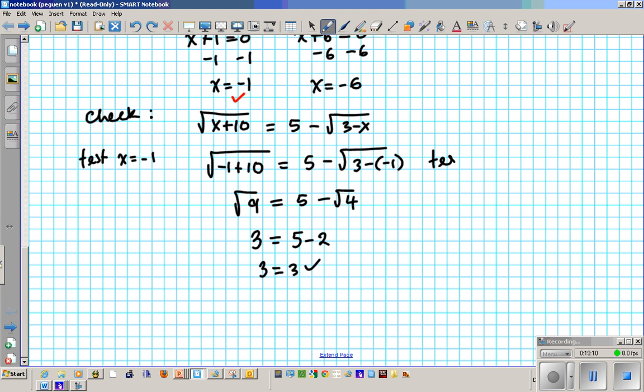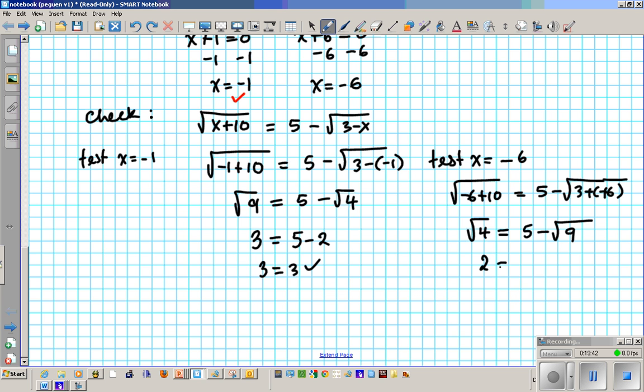Alright, let's test x equals negative 6. The question is, is the square root of negative 6 plus 10 equal to 5 minus the square root of 3 minus negative 6? Is the square root of 4 equal to 5 minus the square root of, minus times minus is plus, so you can slash and dash, this becomes 9? Is 2 equal to 5 minus 3? Is 2 equal to 2? Absolutely. So this works.